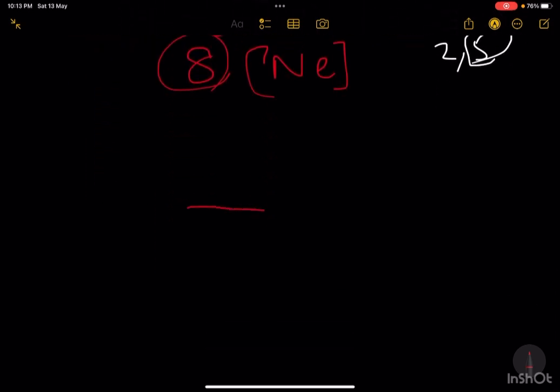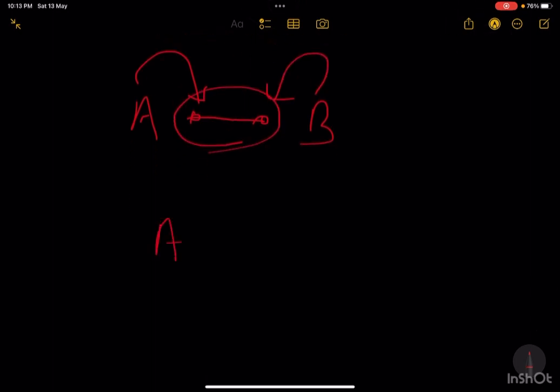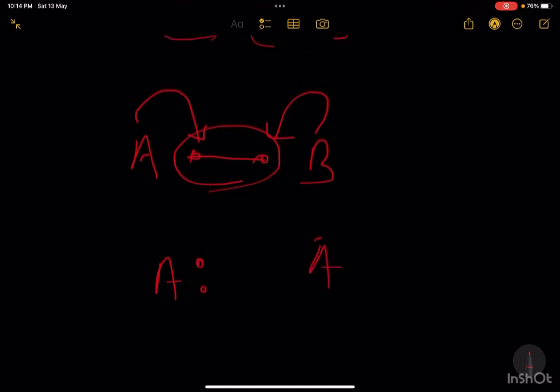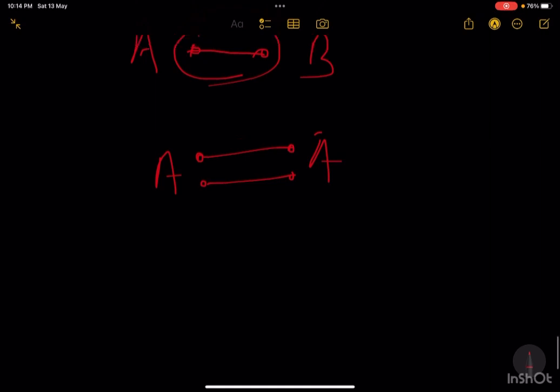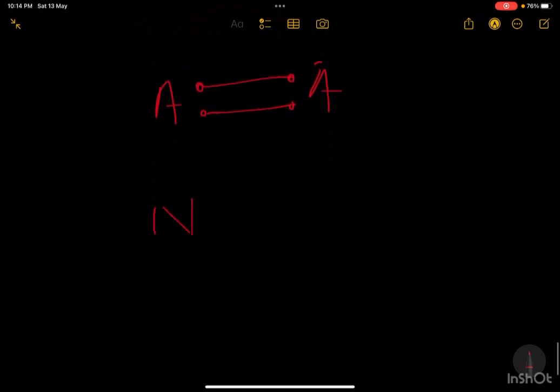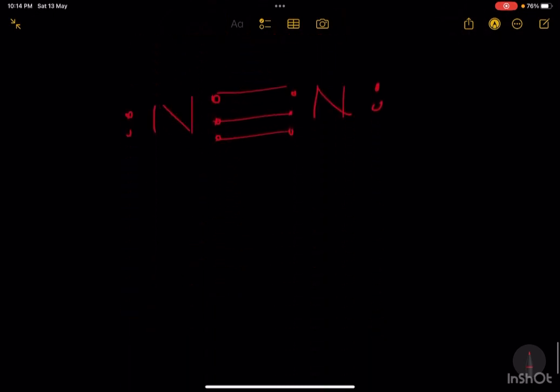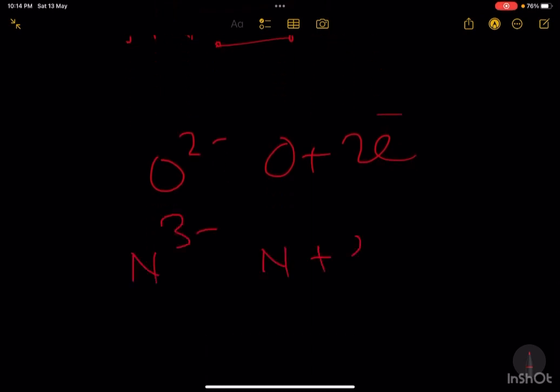And for information, for a single bond there are 2 electrons. Suppose A is there, B is there, A will give 1 electron, B will give 1 electron, a single bond can be formed. If there is a double bond, definitely each atom will contribute 2 electrons and a double bond is formed. If there is a triple bond, each atom contributes 3 electrons to form a triple bond. O2 minus means O plus 2 electrons. N3 minus means N plus 3 electrons.